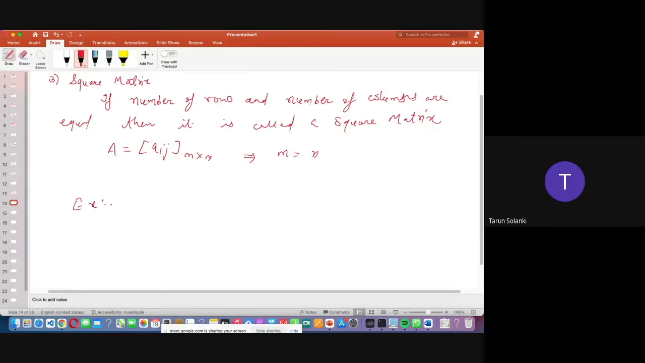Suppose we take one example: a11, a21, a31, a12, a22, a32, a13, a23, and a33. So that is of order 3 into 3. Okay, we can copy.